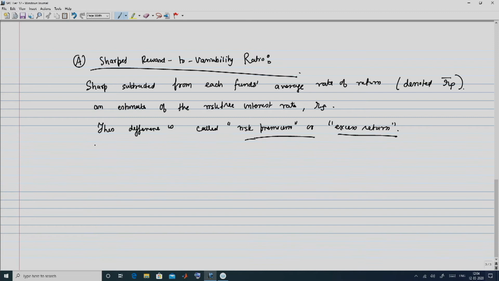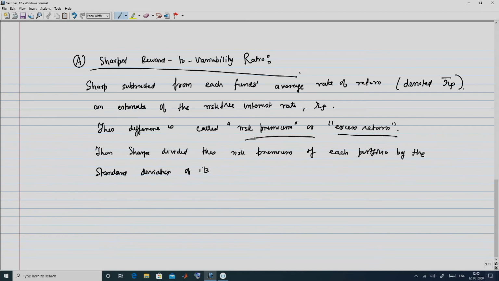And accordingly, what Sharpe did was he divided this risk premium of each portfolio by the standard deviation of its returns, namely sigma p. So, this sigma p is essentially the risk measure of the portfolio's total risk.